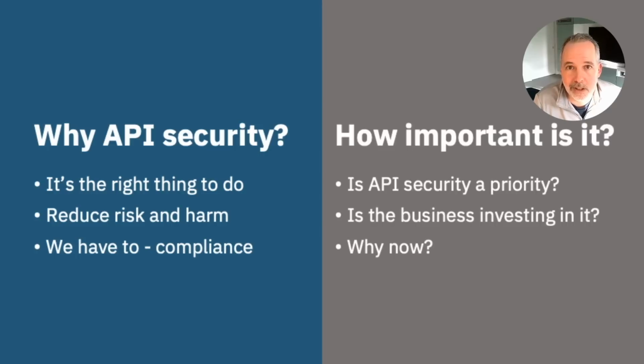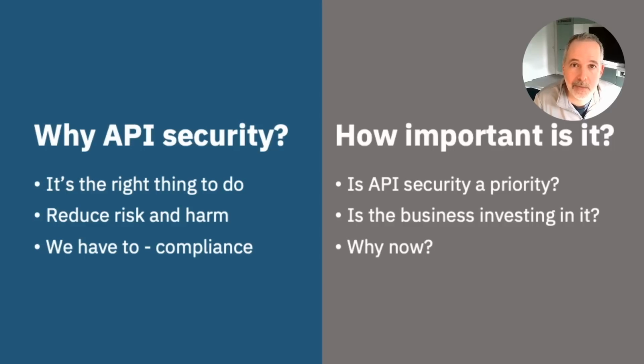But the next question is critical. How important is this to the business? Most people I talk to will say APIs are critical to the business. They're important to keep secured. These people understand the risks of APIs and what the potential harm is, but does your business feel the same way? And the way you're going to know this is by asking questions like, is API security a priority in my organization?